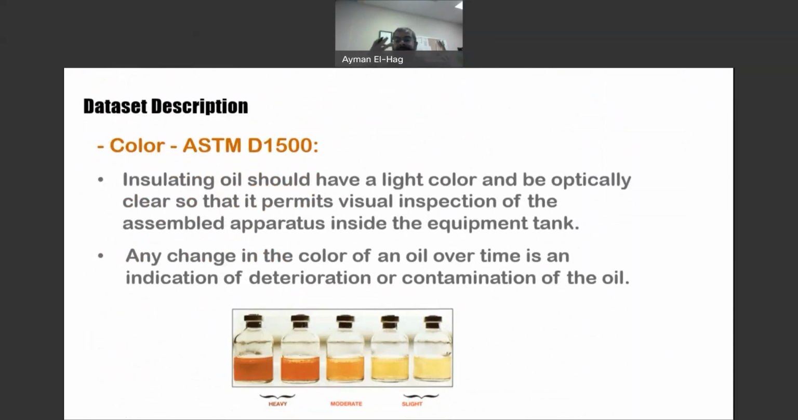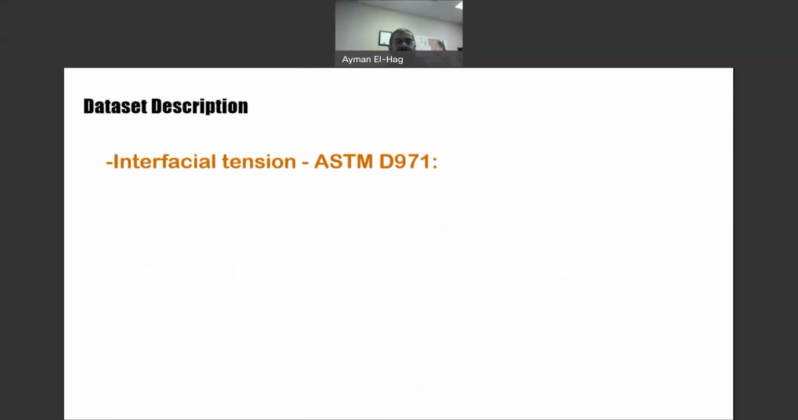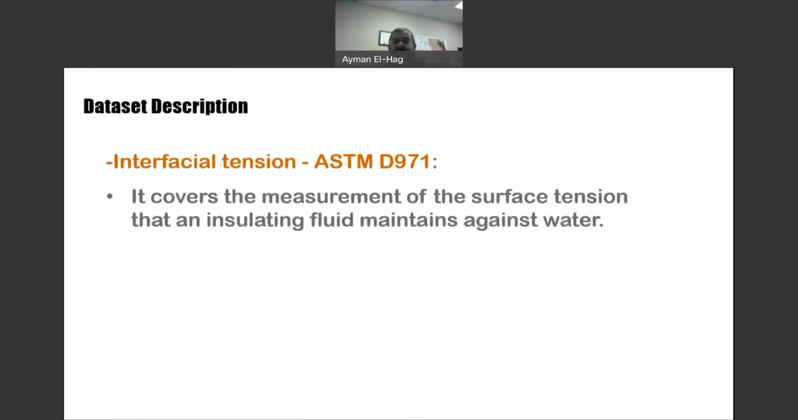Color is something you can inspect visually. There is a scale. You look at the oil. Good oil has a bright light color, and old or aged oil has a very dark color. The last one is the interfacial tension.